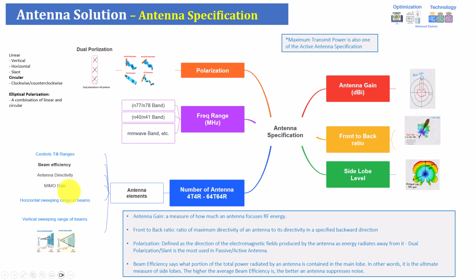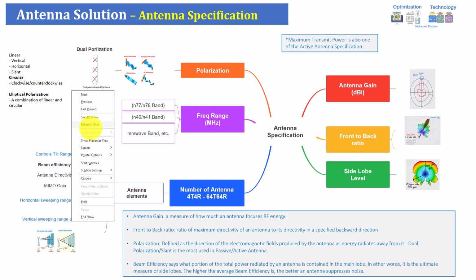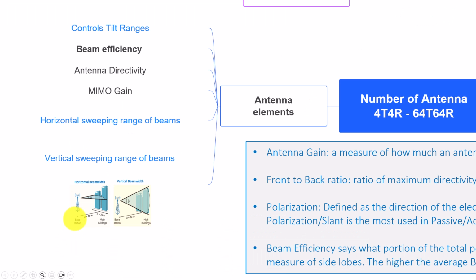And even the MIMO gain in general will be increasing, and we'll go through all these details. One very important point as well: you have something called the horizontal sweeping range of beams and the vertical sweeping range of beams. If you zoom in here, you can have some control over the ranges whenever you tweak or tune the horizontal beam and vertical beam.